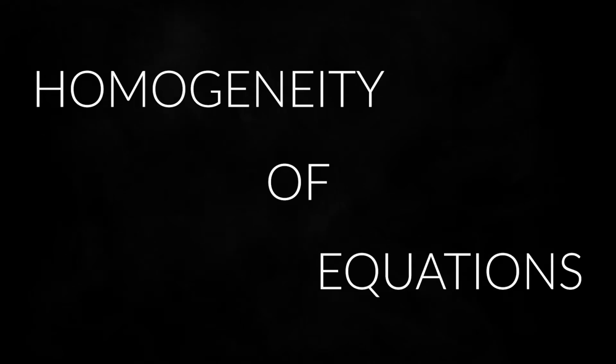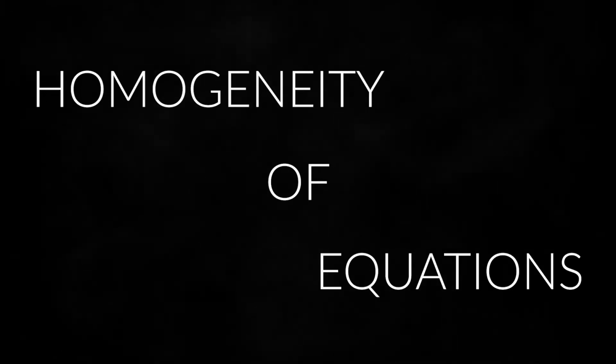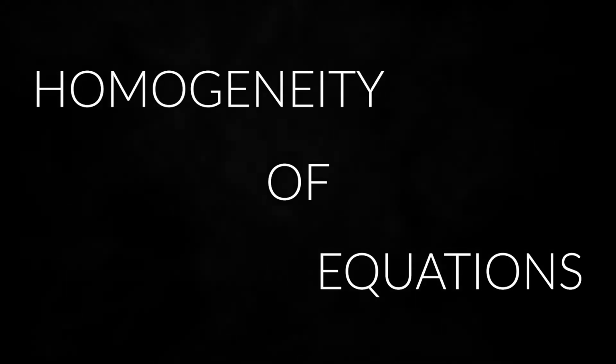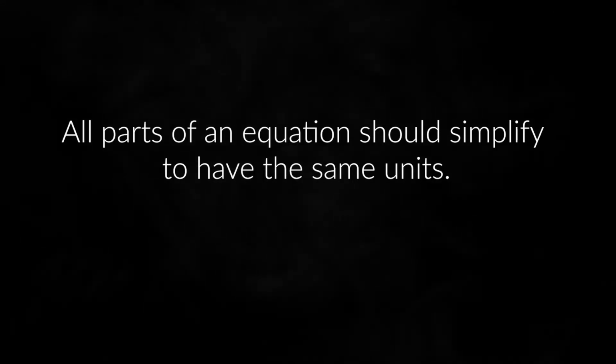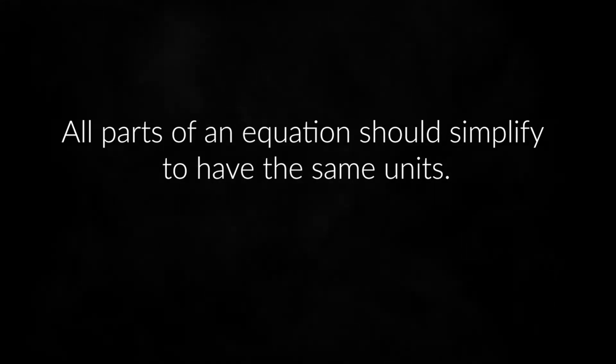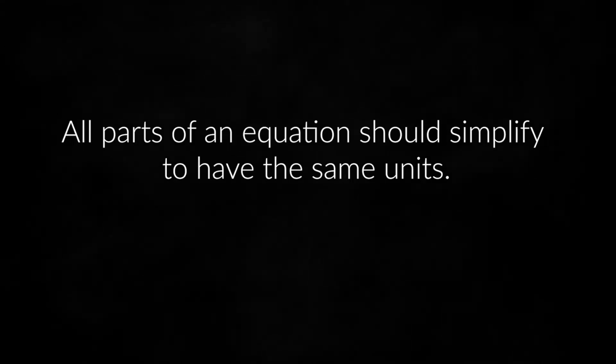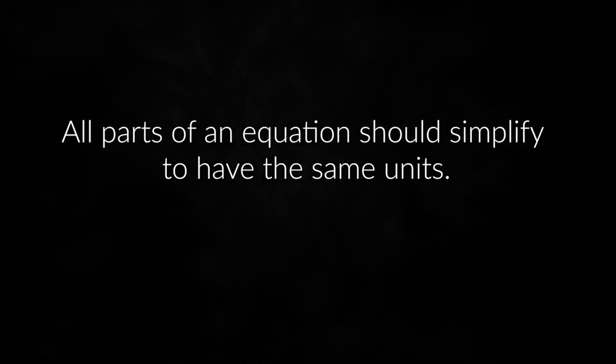So now that we've talked about base quantities and derived quantities and formulas, we should also talk about another concept, which is the homogeneity of equations. The homogeneity of equations basically shows that each part of the equation has the same units within it. So for example, if I have an equation, the left hand side should have the same units as the parts on the right hand side, and this shows that the equation is valid and correct.